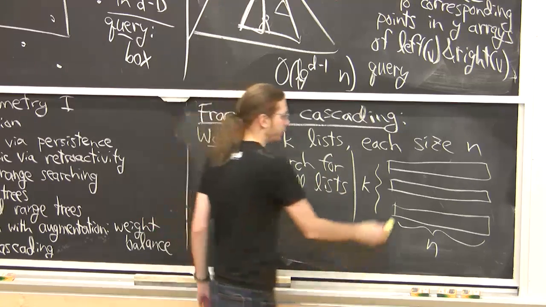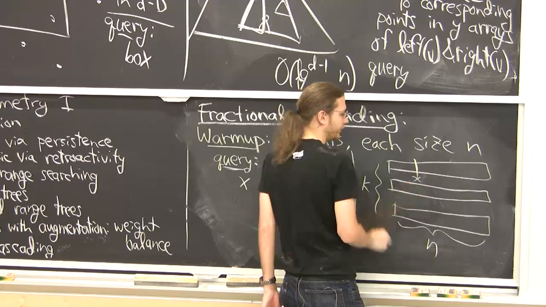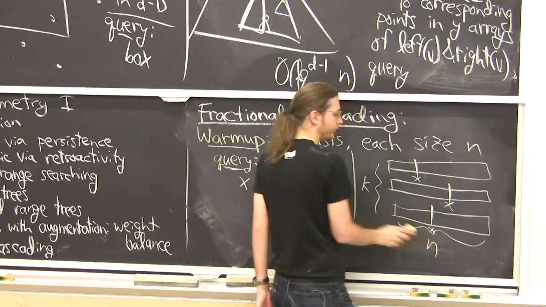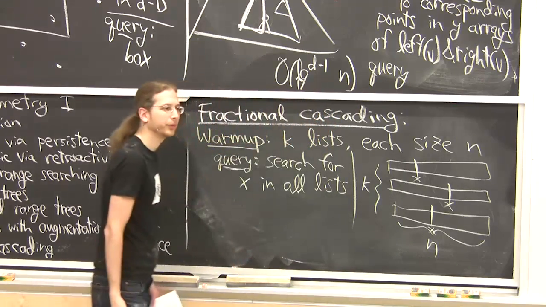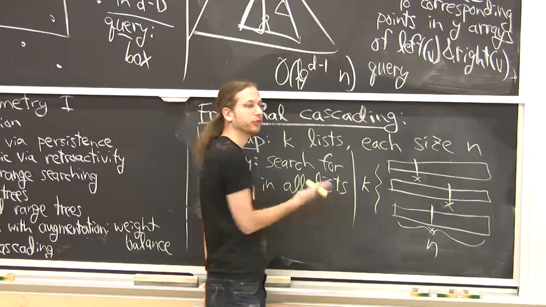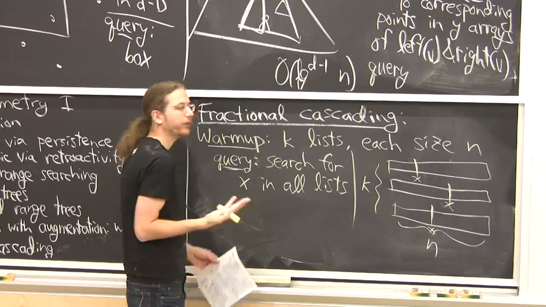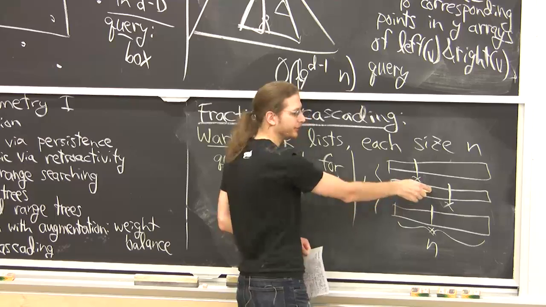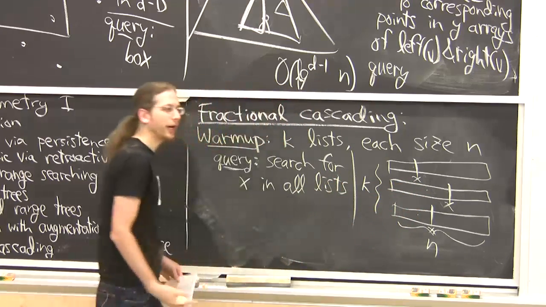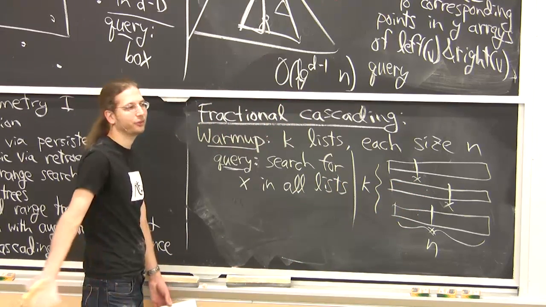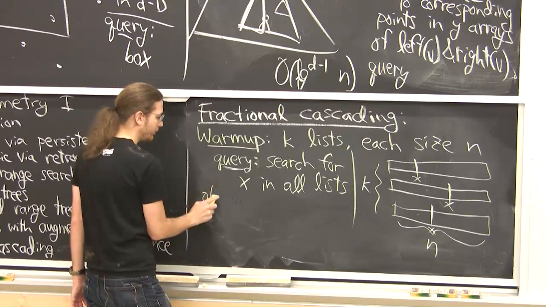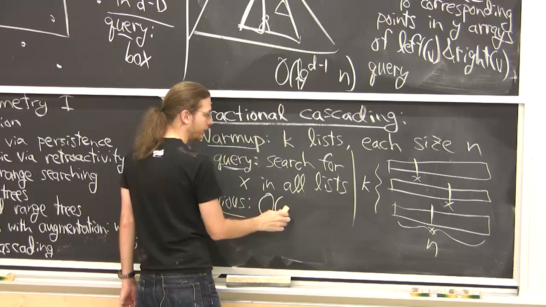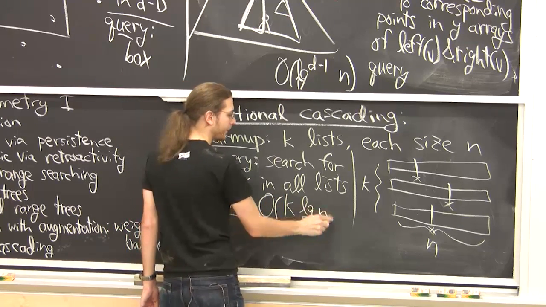So I want to know what is the predecessor and successor of x in this list. I want to know the predecessor and successor in this list, and in this list. All of them. If I just merge the lists and search for x, I would find where x fits globally. But I want to know how it fits relative to this list and this list and this list. How do I do it? I could just do k binary searches. So this is an easy problem to solve. You get k times log n.